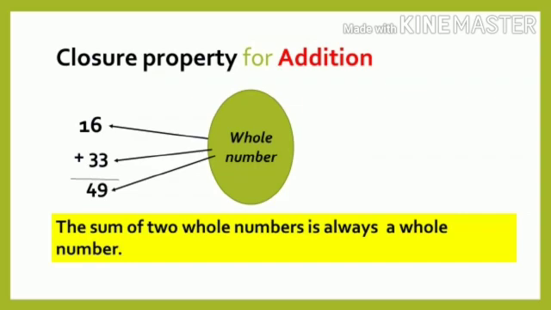We will start with the closure property for addition. Here we will take two numbers. Suppose the first number is 16 and the second number is 33. You can see that both numbers are whole numbers. When we add these two numbers, we get the answer 49, and 49 is also a whole number. For a second example, suppose we take two numbers, 5 and 9. Both are whole numbers. When we add 5 and 9, we get 14, and 14 is also a whole number.